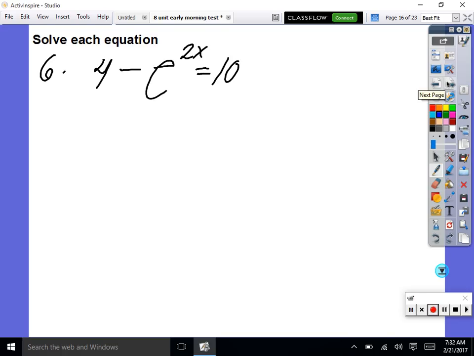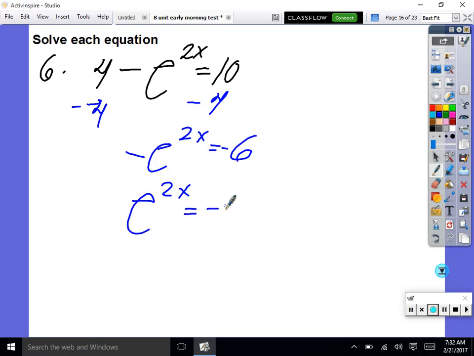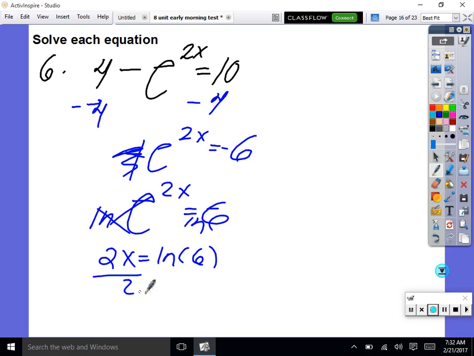So isolate e. You subtract 4, subtract 4. Negative e raised to the 2x equals negative 6. Divide by negative 1. So e to the 2x equals positive 6, because we have to divide by negative 1. Does that make sense? So then wouldn't we undo e with ln? So that undoes that. So we have 2x equals ln of 6. And then you would divide by 2. So on the test, you're going to show that answer and the decimal answer.